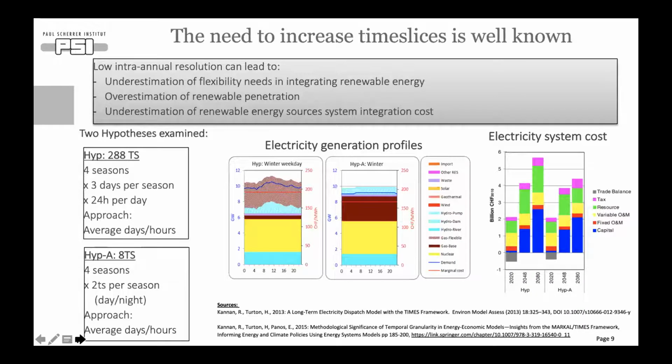Okay, thank you. So I will start with a fundamental observation that also Marcus said, that low intra-annual resolution can lead to underestimation of flexibility needs, overestimation of renewable penetration, and underestimation of renewable energy sources system integration cost.